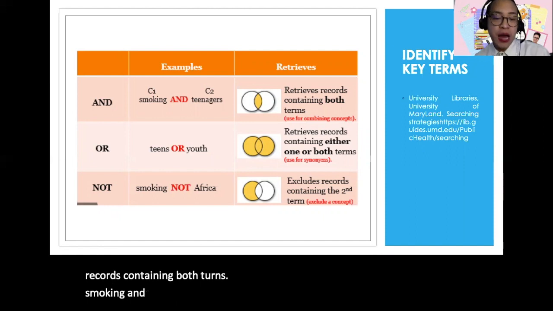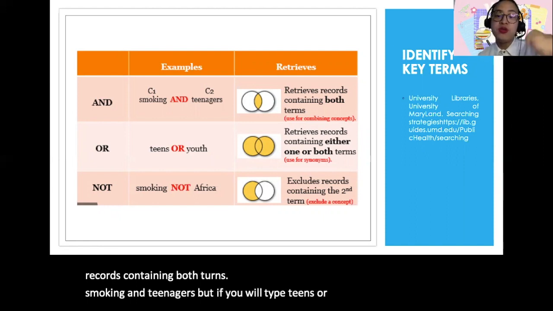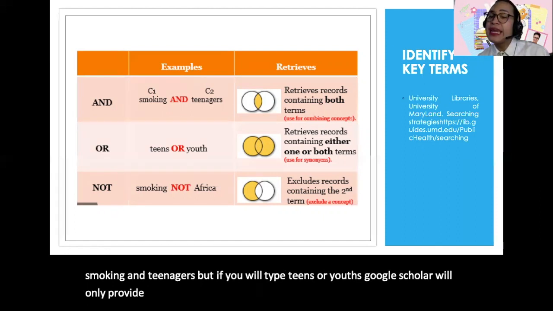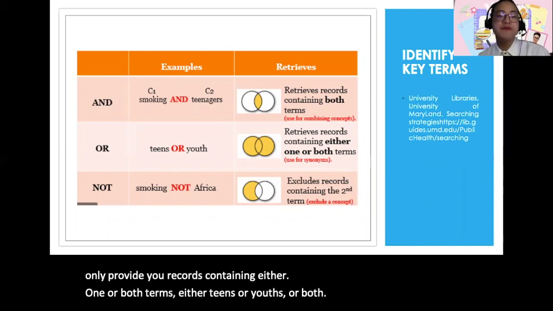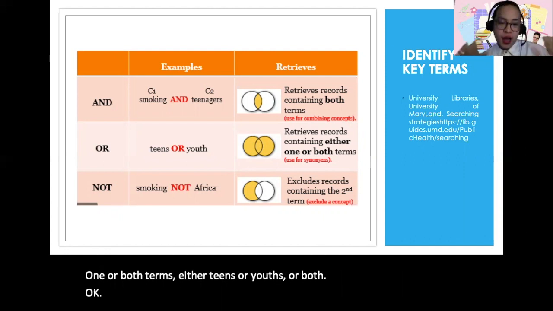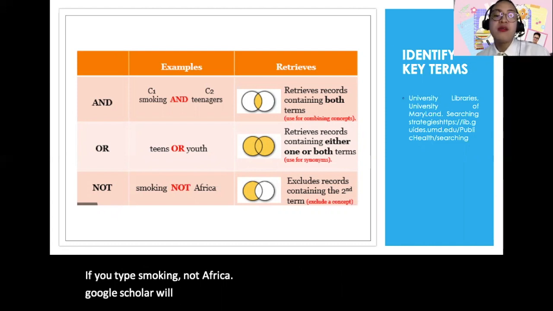But if you type teens or youths, Google Scholar will only provide you records containing either one or both terms, either teens or youth or both. Okay? If you type smoking not Africa, Google Scholar will exclude records containing the second term, Africa.